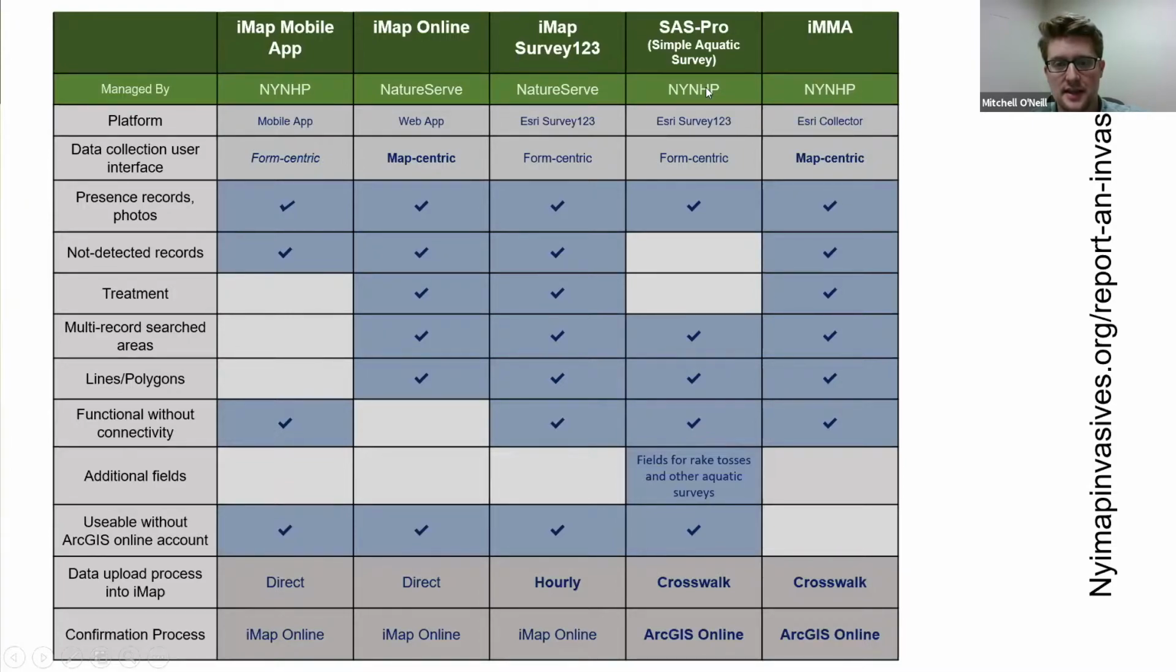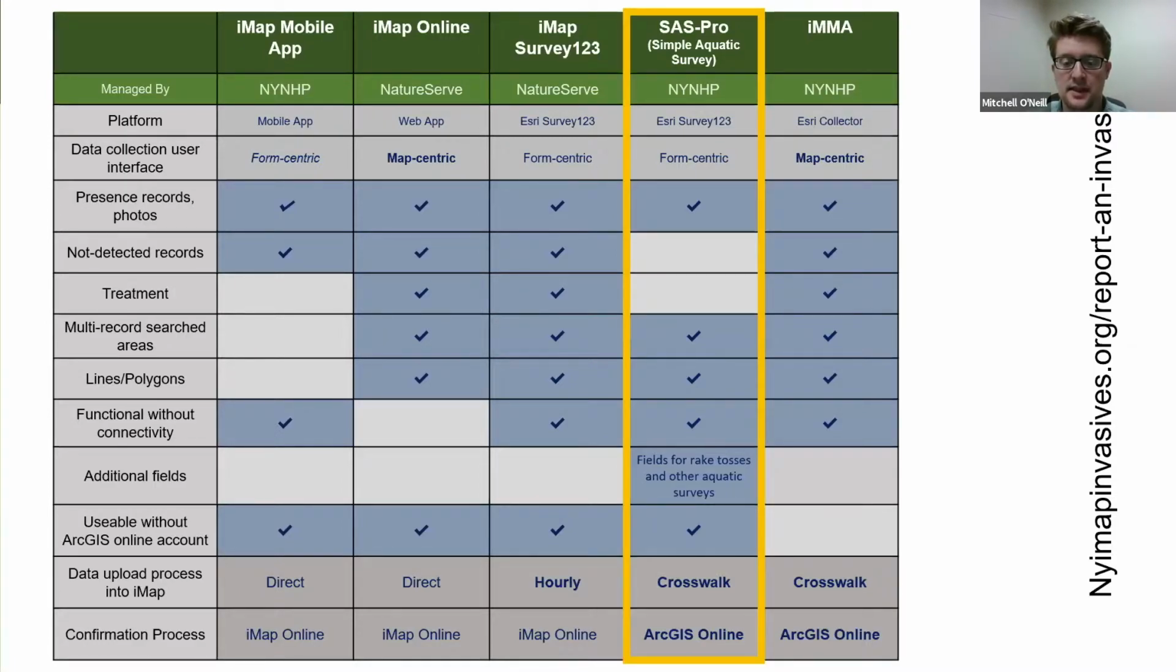So there's the Sas Pro and Imap Mobile Advanced, which is more for treatment. And for the past few years, these have been only used by PRISM staff and agency staff and a couple other individuals. But this year, we're opening up Sas Pro a little bit more, so it's a tool that's available to more people. It's really useful for aquatic surveys. It was really built around rake tosses, but a couple other survey methods have been integrated since then.